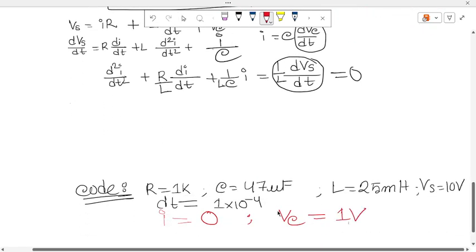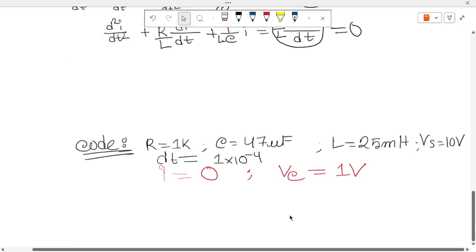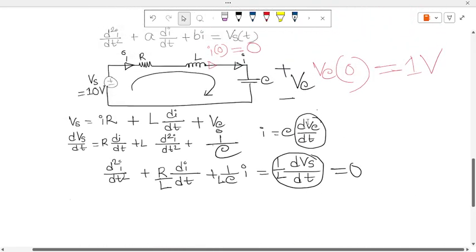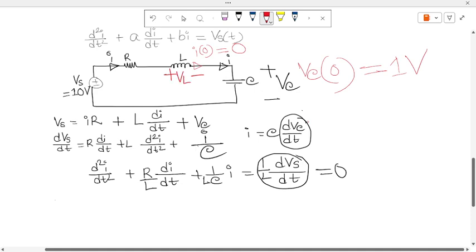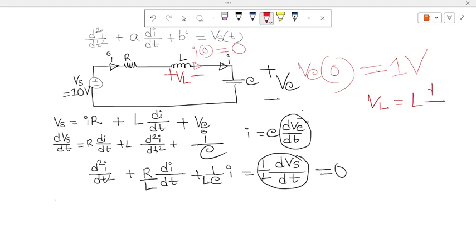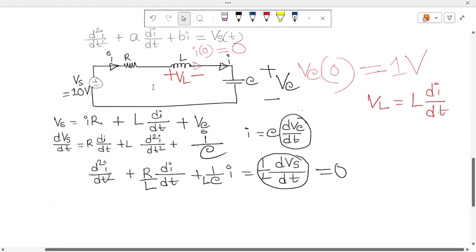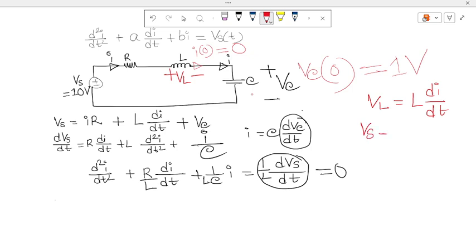But there is no use of Vc in my code here. I need to find the initial di by dt. So what is the initial di by dt? To find the initial di by dt, we need to write an equation across this inductor. Let's say the inductor voltage is VL. So VL is equal to L di by dt, and VL can be written as Vs minus IR minus Vc.